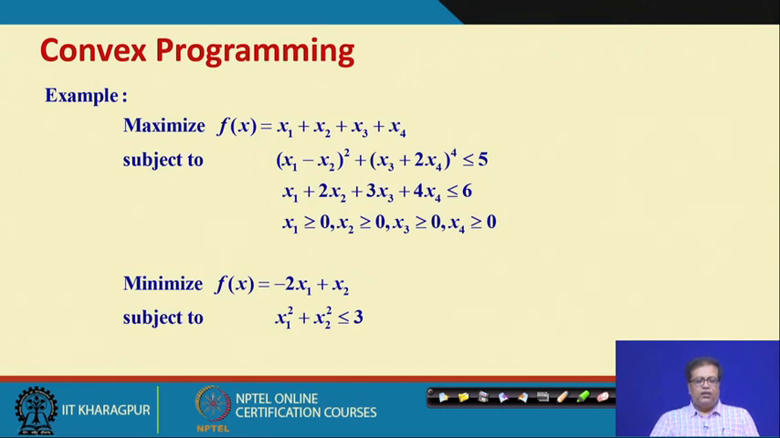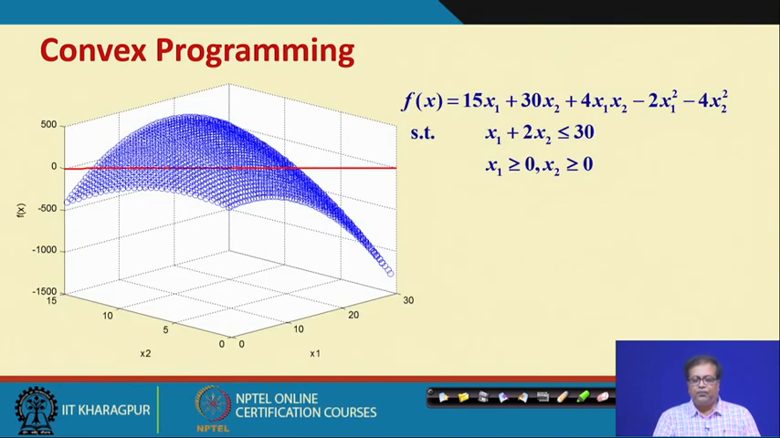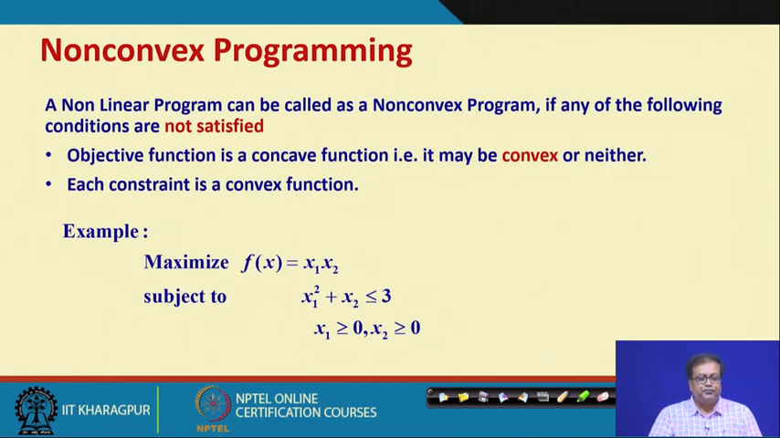So, for example, minimize f x equal to x 1 plus x 2 plus x 3 plus x 4 subject to all these constraints, or minimize minus 2 x 1 plus x 2, subject to x 1 square plus x 2 whole square less than or equal to 3. So, there could be several examples of this kind of thing. Like this is a maximization problem. So, these are other examples. So, here is another example of convex programming. This is the plot that is shown here.